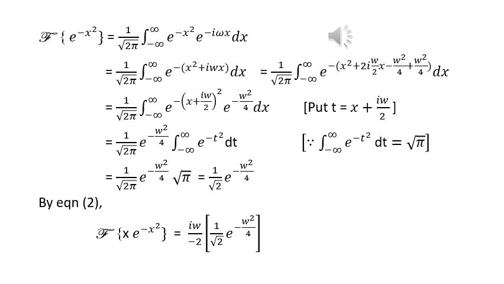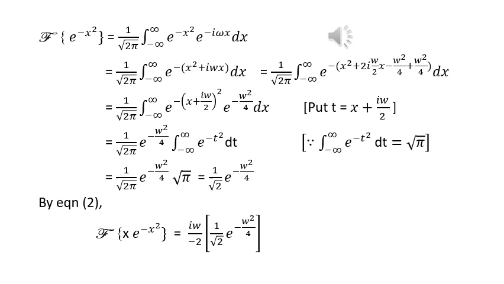So this can be written in the fourth step as 1 by root 2 pi integral minus infinity to infinity e raised to minus of x plus I omega by 2 the whole square into e raised to minus omega square by 4 into dx. On splitting this, both the terms are negative, that is x plus I omega by 2 the whole square is negative and omega square by 4 is also negative. That is from the third step. While opening the brackets, we arrive at step 4.